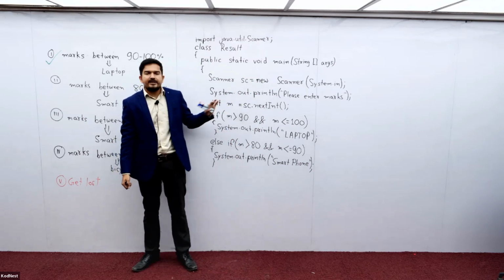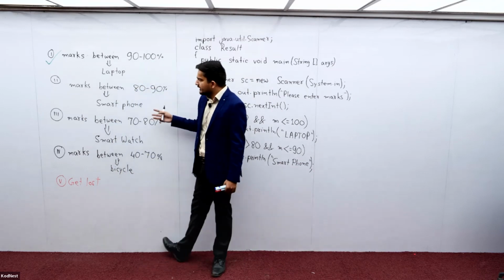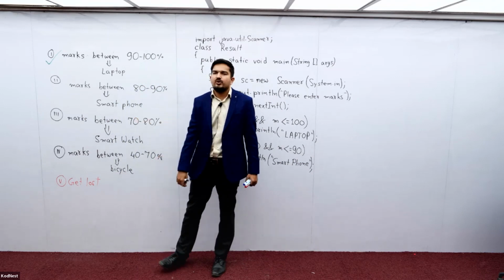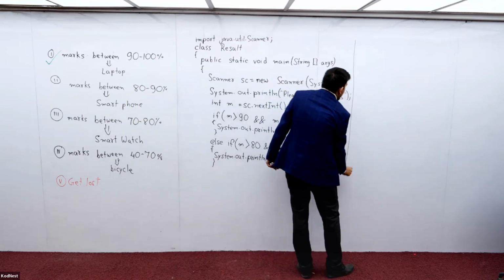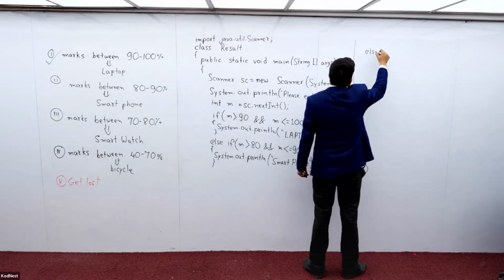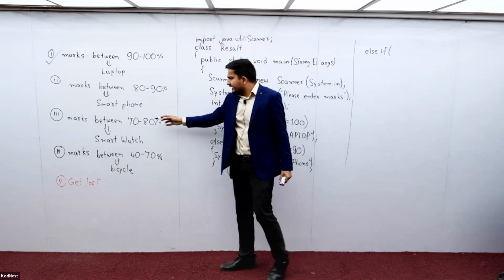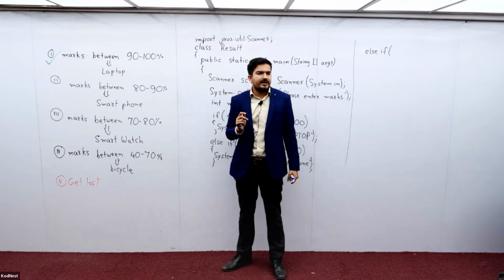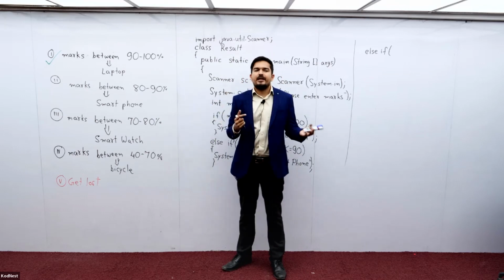Let's suppose first condition is not true, second condition is also not true. In such a case, we will also want to check a third condition. And what is the third condition? If the marks is between 70 to 80%. Let's code for this as well. Again, what are we going to say? Else if the third condition is that marks has to be between 70 and 80. Again, how many conditions? Two mini conditions are there. One, mark should be greater than 70 and mark should be less than 80.